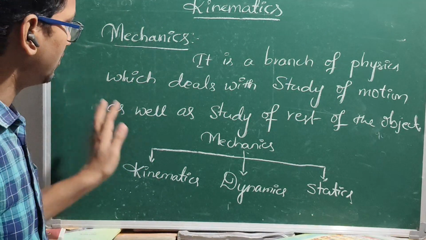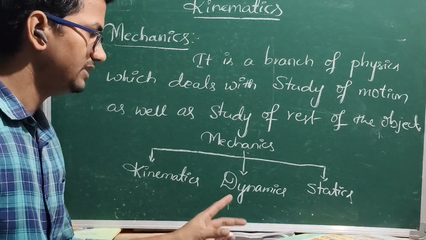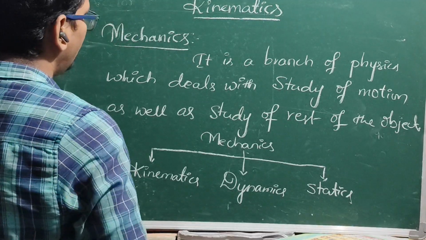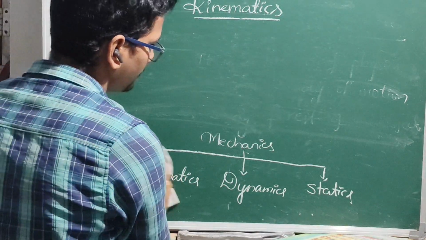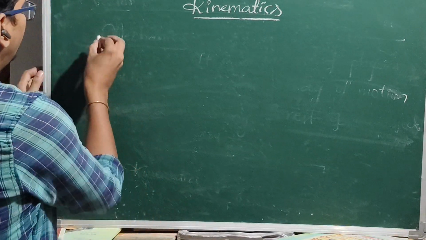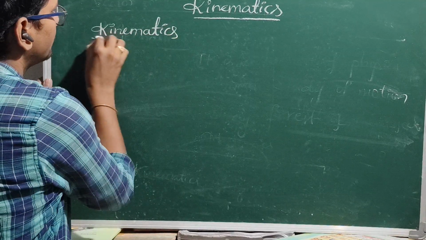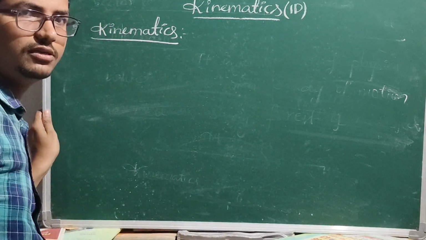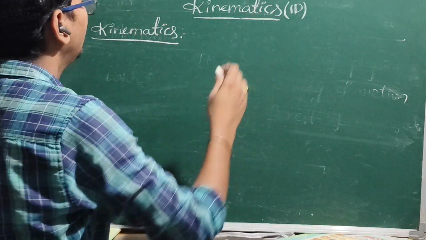First of all, we are discussing the chapter kinematics. One by one we can learn kinematics, dynamics and statics. What is kinematics? In this chapter we are studying only one dimension. Don't worry, two dimensions are also there. The next video will discuss two dimensions.